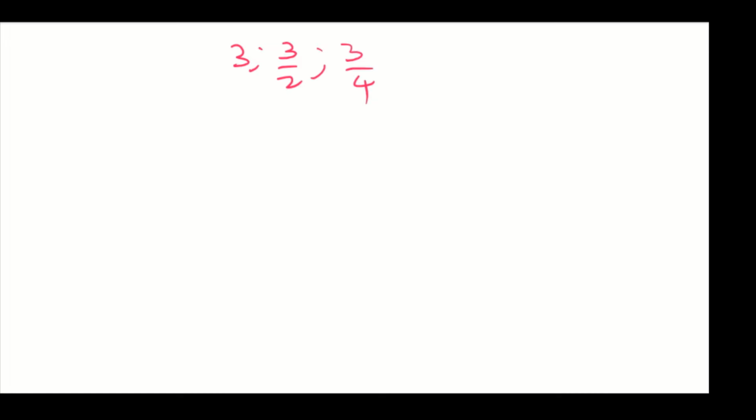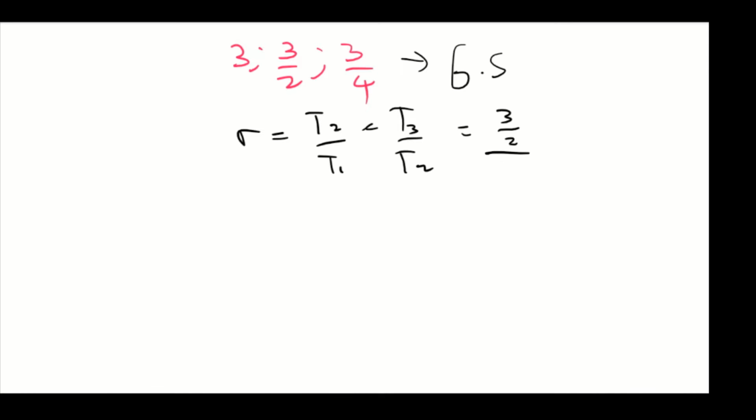Our geometric sequence. Since we are told that it's a geometric sequence, we're going to find our common ratio, which is r. So r is equal to t2 over t1, which is equal to t3 over t2. So if you divide 3 over 4 by 3 over 2, you should get your r as 1 over 2. So this is your value of r.